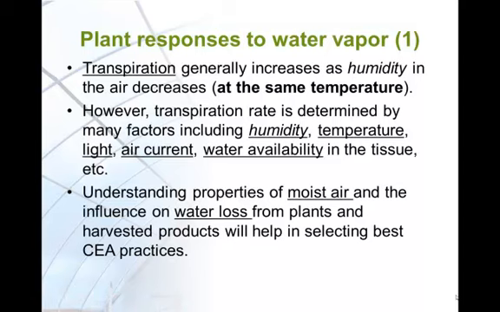However, transpiration rate is determined by many factors, including humidity, temperature, light, air current, water availability in the tissue. So humidity of water vapor is not the only factor affecting transpiration rate. And then also you will learn that humidity can be expressed by many different parameters. Therefore, understanding properties of moist air and the influence on water loss from the plants and harvested produce will help to selecting best CEA practices.